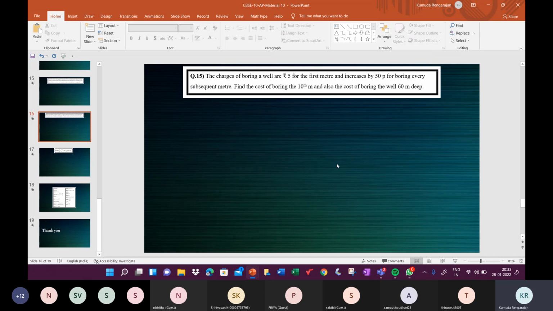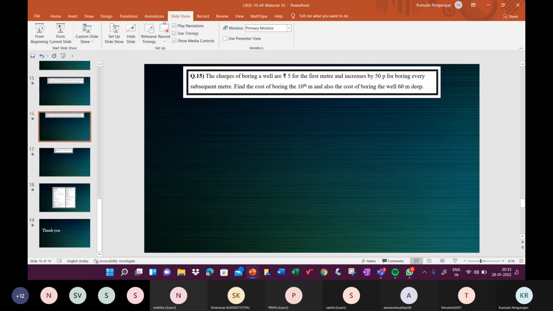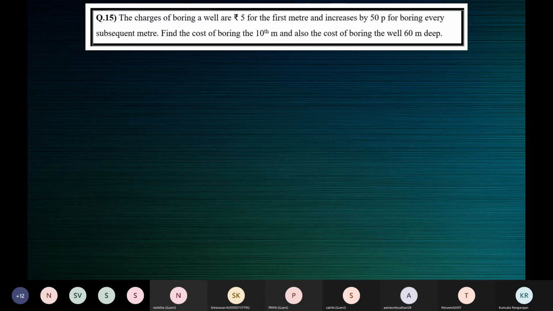This is your next question, children. The charges of boring a well are ₹5 for the first meter and increases by 50 paise for boring every subsequent meter. Boring, bore well. Like we dig a well, we bore a bore well.